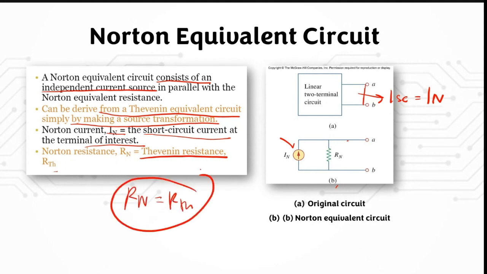So for RN here, you can use the same method you used to calculate RTH, where we have the tree method. You can use any other method that you like in order to calculate RN, because it is the same as RTH.